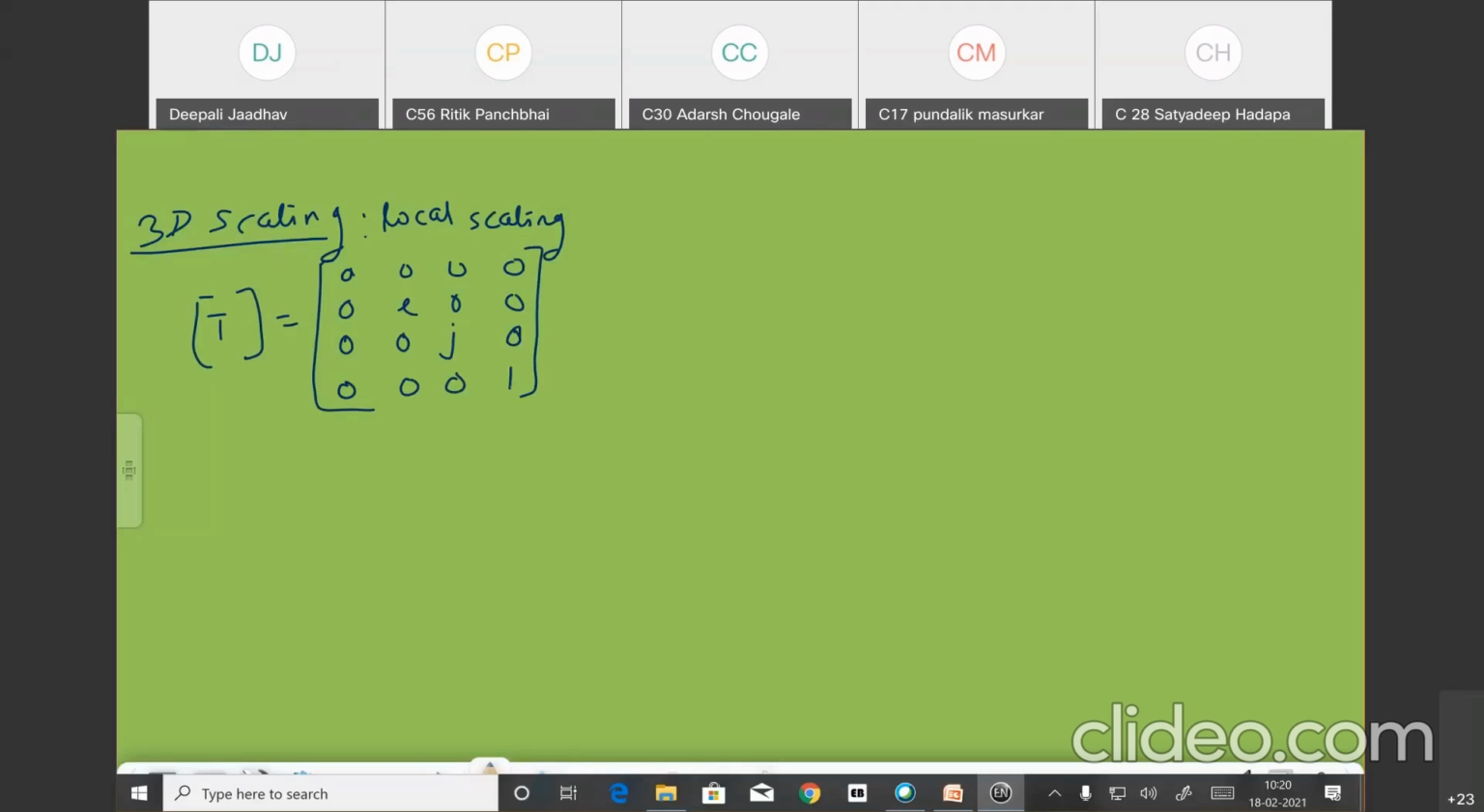When we multiply X with this T, suppose our coordinates are X, Y, Z and the homogeneous coordinate 1. A single point, a single position vector we consider here. So X, Y, Z is our X, suppose. Multiply this X with this transformation matrix. What is the result? X multiplied with A, so I write AX. Then the second one is EY, the third is JZ, and 1. That is the result. The first coordinate is multiplied with A.